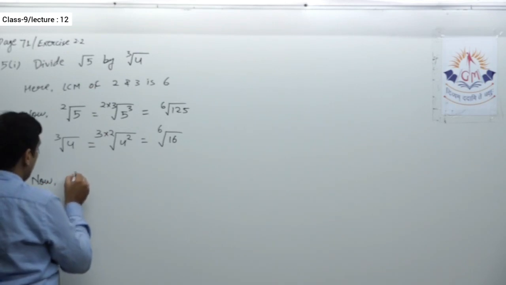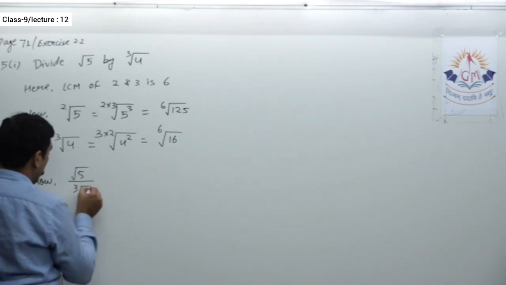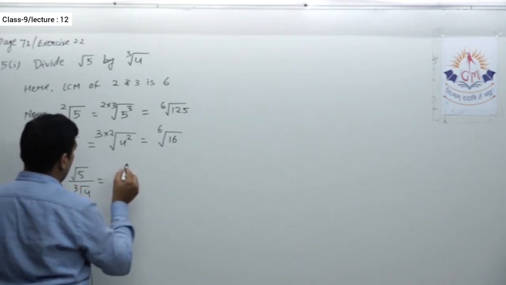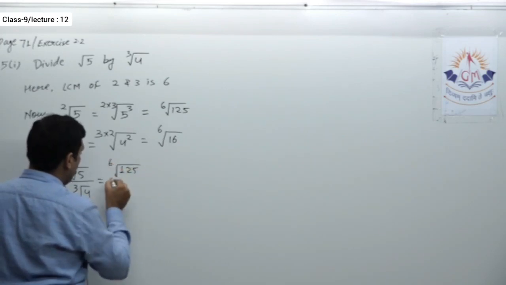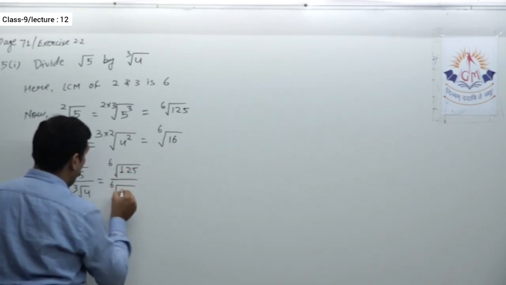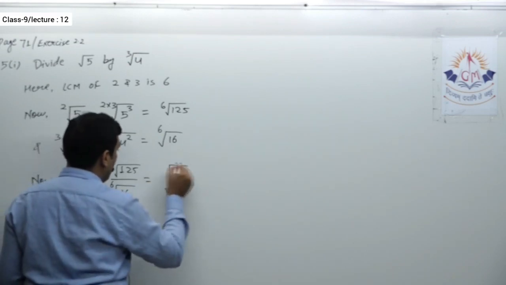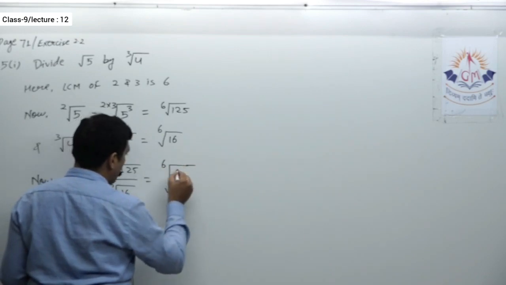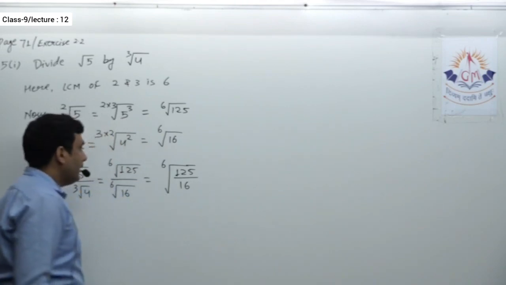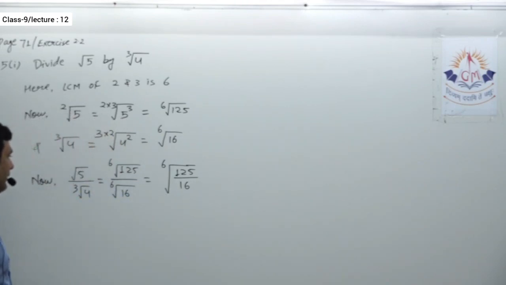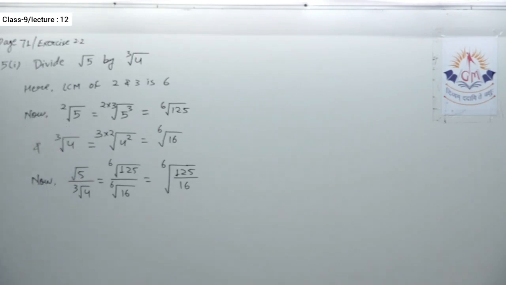Now simply we have to divide. Root 5 divided by third root of 4 can be written as 6th root of 125 upon 6th root of 16. So finally the only thing that can be done, added as one more step, will be this. That's it. 6th root of 125 upon 16 is the final answer. So please note it down.